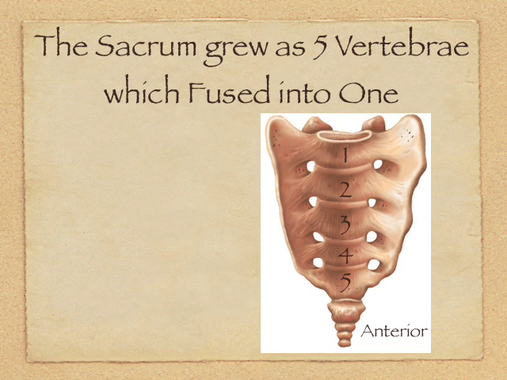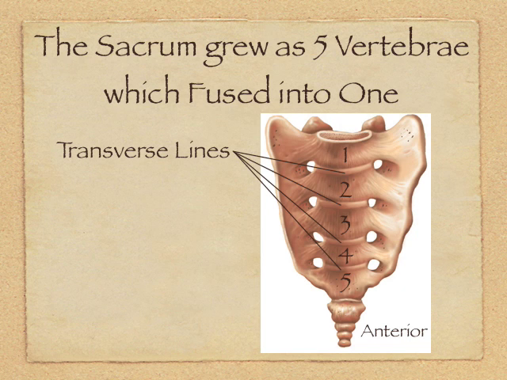This is the anterior view of the sacrum, and what shows you that there were 5 vertebrae there are these transverse lines. Transverse lines still show the separation between the 5 fused vertebrae.